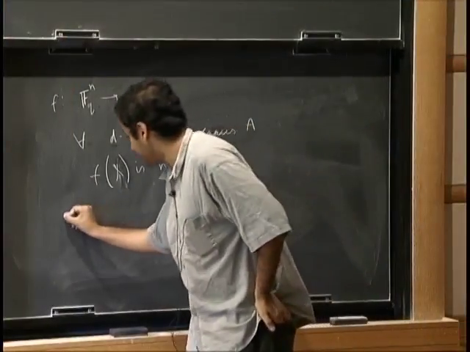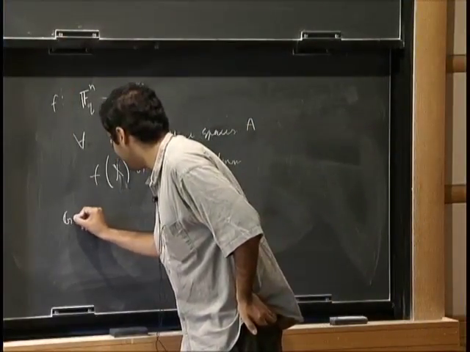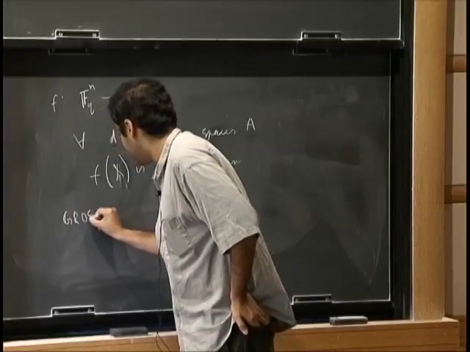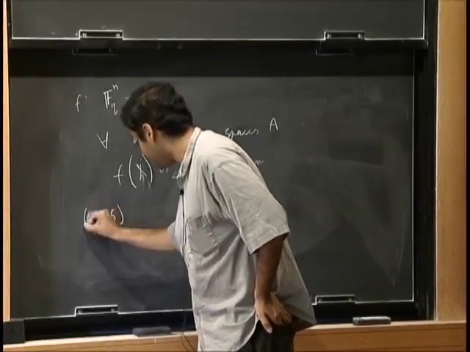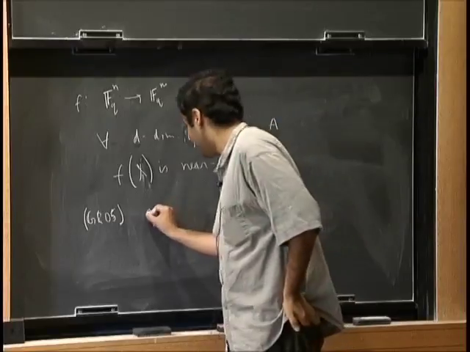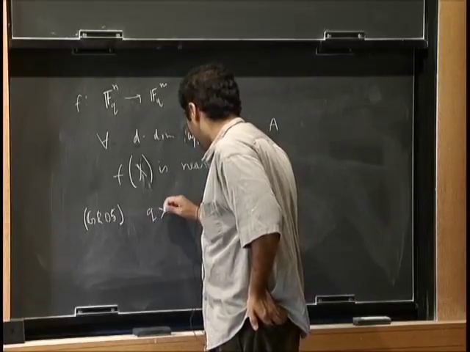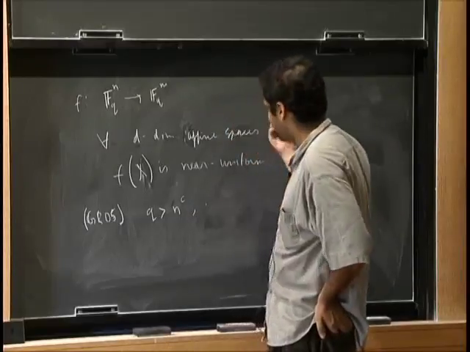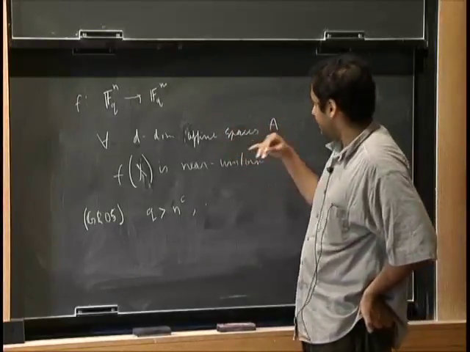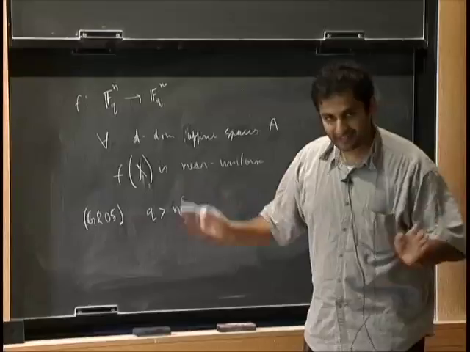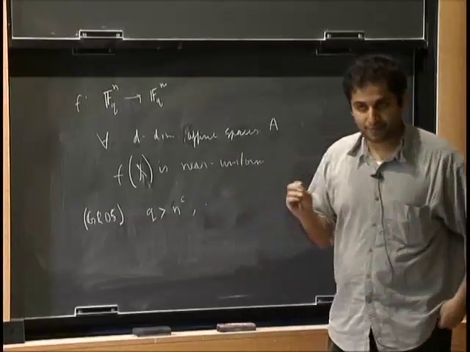So Gabizon and Raz gave explicit constructions of these things. They showed that when q is greater than n^c for some constant c, there exist explicit affine extractors that are as good as you can hope to have.